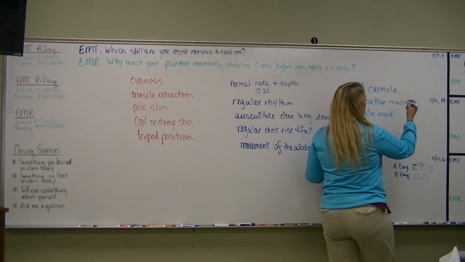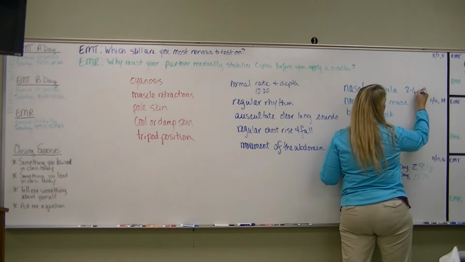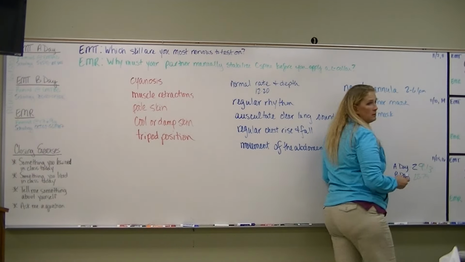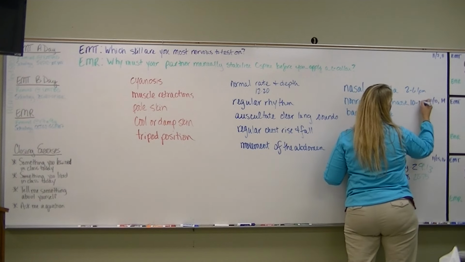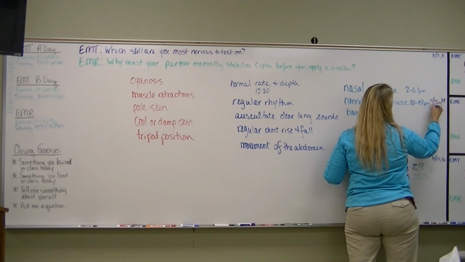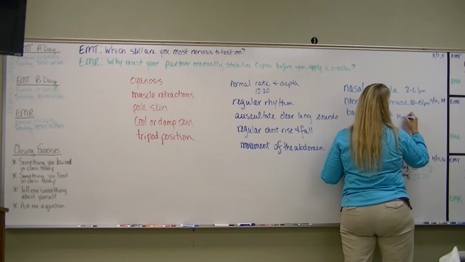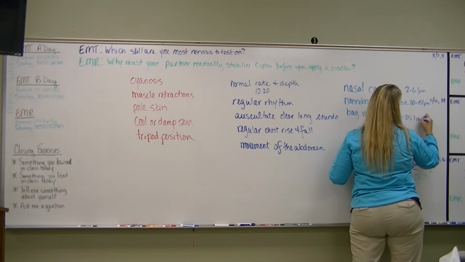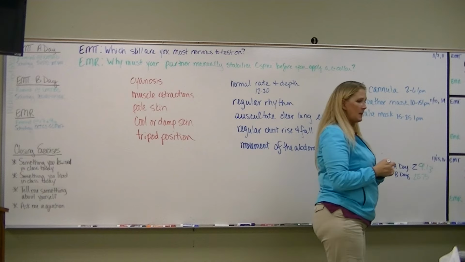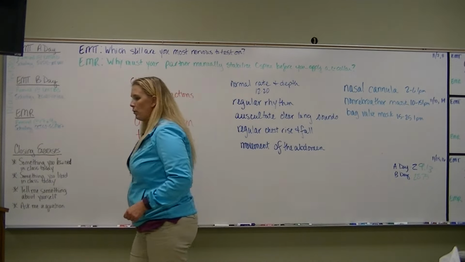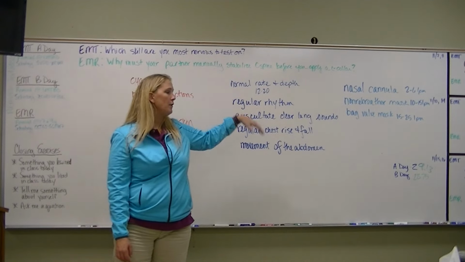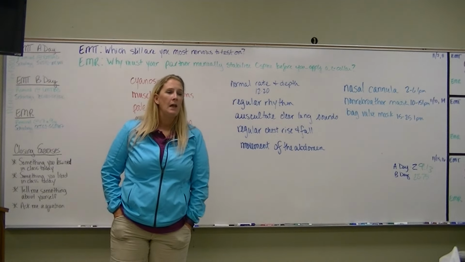For a nasal cannula, you deliver 2 to 6 liters per minute of oxygen. For a non-rebreather mask, you deliver 10 to 15 liters per minute. And for a BVM, you deliver 15 to 25 liters per minute. When we get into airway management, which I think is chapter 10, we will spend a little bit more time talking about those oxygen delivery devices and how to use them.